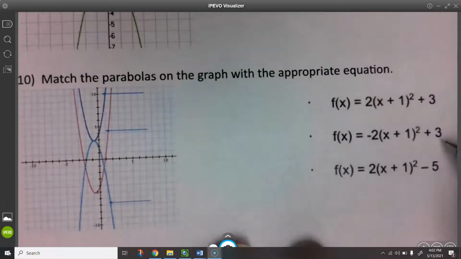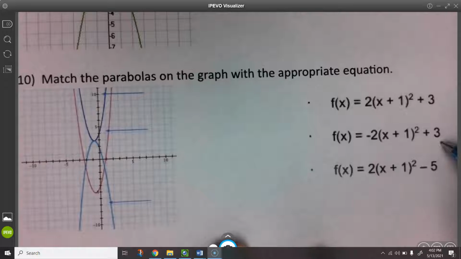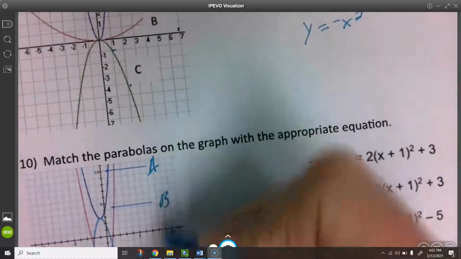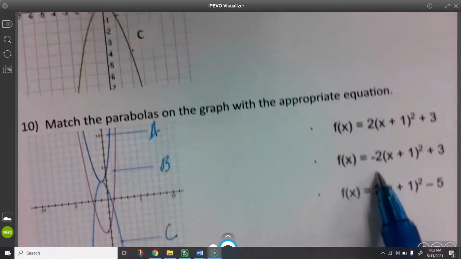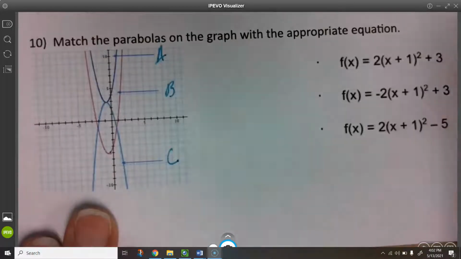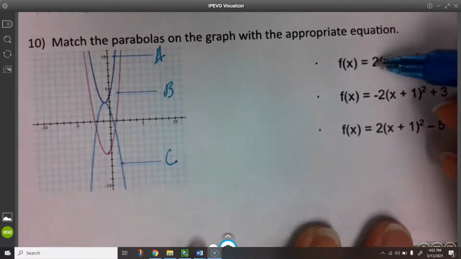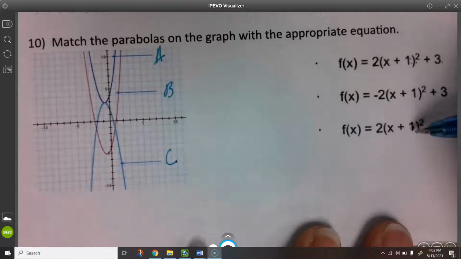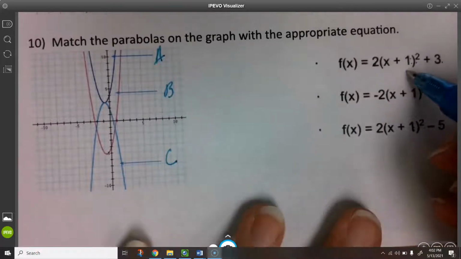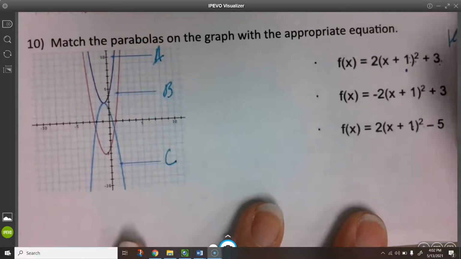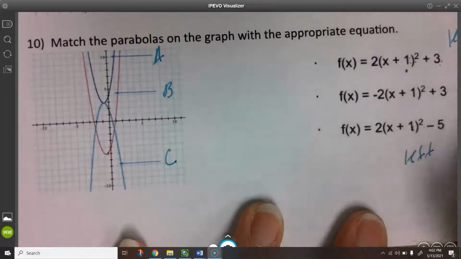What this is telling us, this one opens down. So figure out which one opens down. Let's name this A, B, and C. Which one opens down, people? C opens down. So now we have to decide on this. What's the difference between these two? Well, they're both 2. My x-coordinate of my vertex, both negative 1. But look how the shifts are. See how this shifts left 1. This one goes up 3. So left 1, up 3. This one is left 1, down 5.